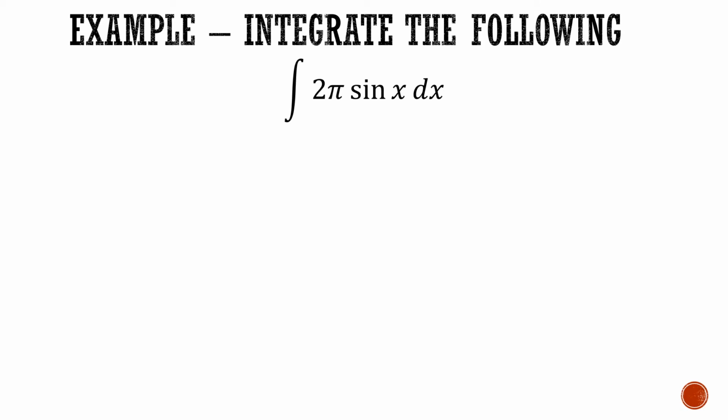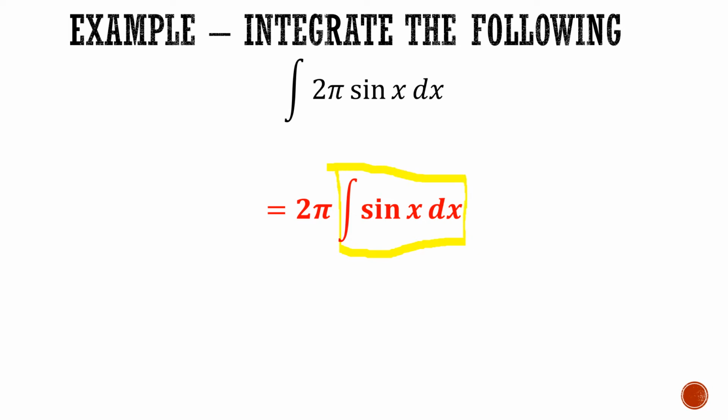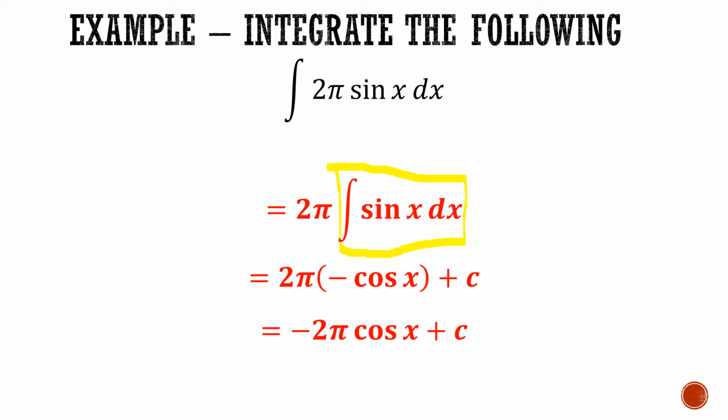All right, next example, we have integral 2 pi sine x. Just like in the previous example, I'm going to pull out the 2 pi because it's just a coefficient. And so what I'm really focused on is this integral of sine x dx. And so the integral of sine, we have to ask ourselves what derivative would have given us sine. And so the derivative that would have given us sine would be negative cosine. So we have 2 pi negative cosine x plus c, and then just rewriting it to make it look a little better, I'd have negative 2 pi cosine x plus c.